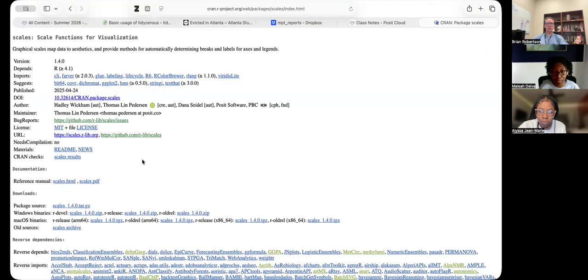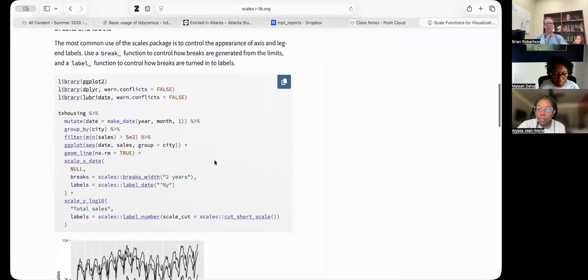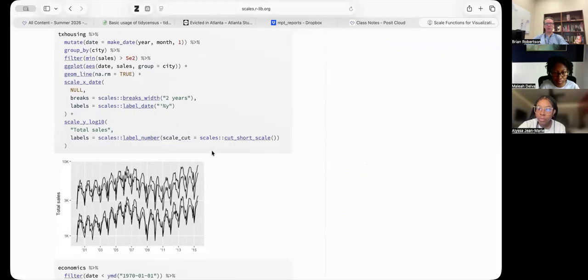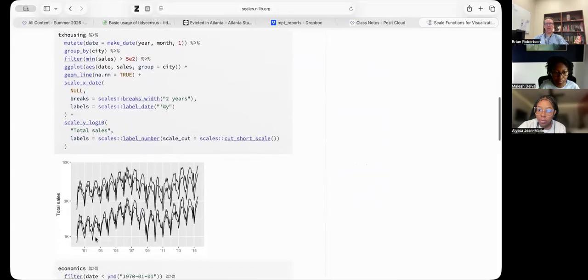There should be a vignette somewhere in here. Here we go. Breaks and labels. So you can do things like add particular suffixes or prefixes. You can add custom breaks in your data, and you can specify how you want that stuff to show up on these axes.